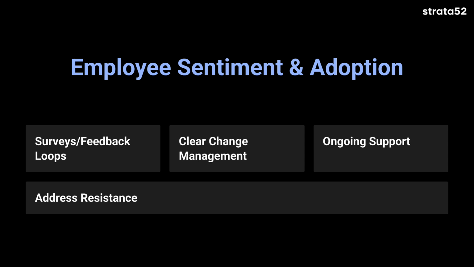And then third is ongoing support. You need to maintain open channels like Slack groups or regular Q&A sessions or webinars where people can ask questions and they can feel safe to ask questions and report any problems that they're seeing, so that way you can address them before they become a lagging indicator.